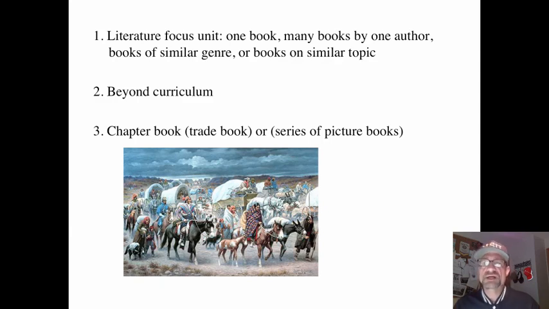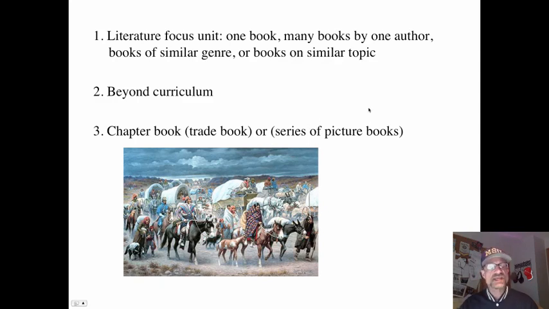In that sense, it's very much like literature-based reading instruction. Ideally, the literature focus unit is beyond curriculum, meaning that a creative and intelligent teacher can use that one book to teach science, social studies, grammar. It can be one big ball of learning. You look for concepts within that story to create little mini lessons.